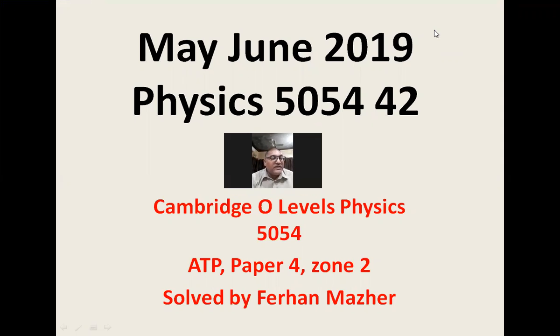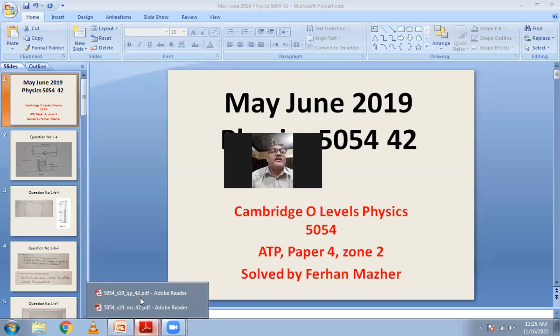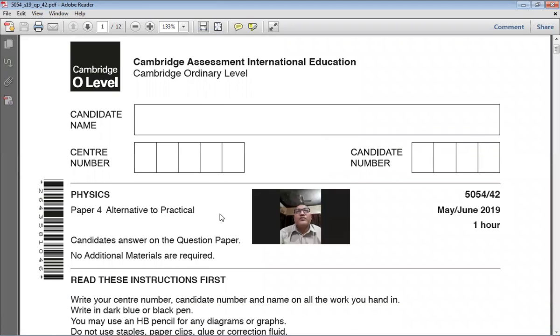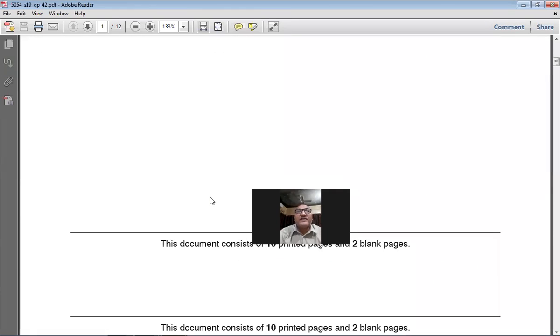And right now, I am with the 11th Cambridge class, and the subject we are studying is Physics 5054. Today, we have set our hearts to solve an ATP paper. We call it the paper 4, and this paper which we have selected is May-June 2019 4-2 paper. This paper belongs from the zone 2, and the time allowed for this paper is 1 hour. So let's start today's paper. This is May-June 2019, 4-2 paper, 1 hour is allowed, alternative to practical.